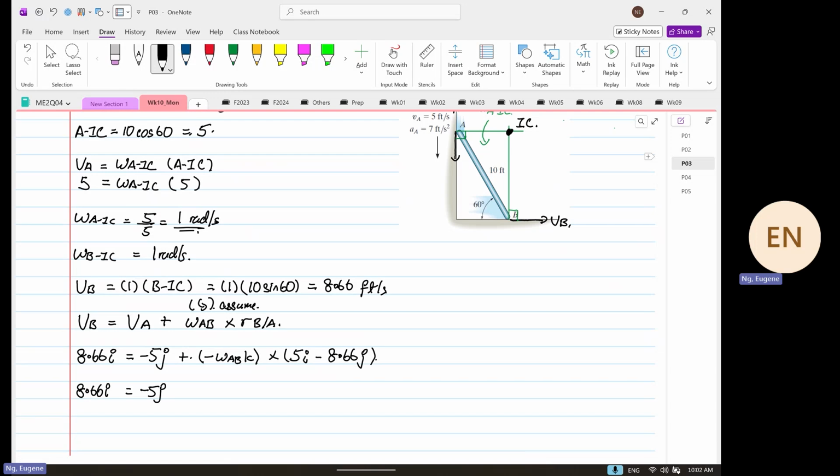K cross i is positive j, so this is minus 5 omega AB j, right? So K cross i is positive, but we have a negative down here. K cross j is i, so it's negative, negative, negative, so negative, negative, positive, and we have another negative.